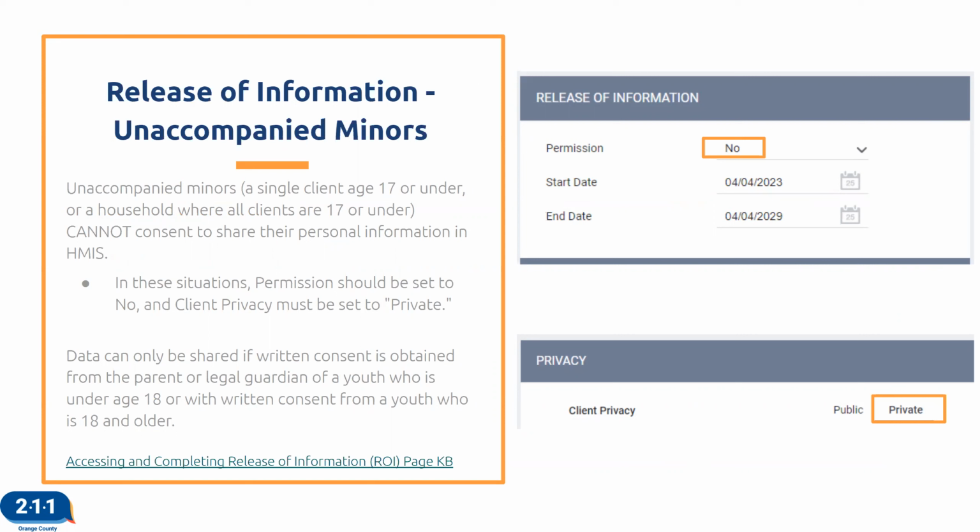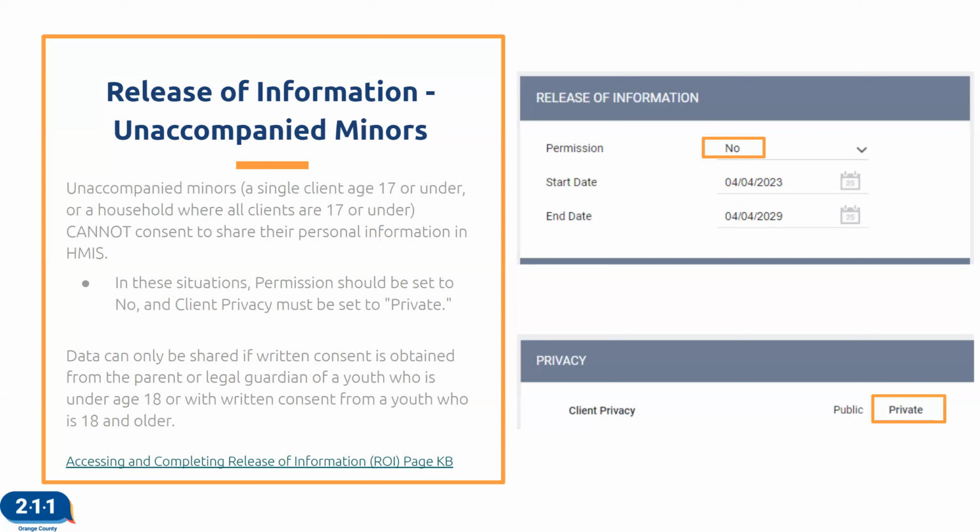Hi, good morning, everybody. We wanted to provide a refresher on the procedure for completing the release of information for unaccompanied minors. Unaccompanied minors are considered to be a single client that is age 17 or under, or a household where all of the clients in that household are 17 years or younger. These minors cannot consent to share their personal information in HMIS. Therefore, in these situations, the permission in HMIS should be set to no, and the client privacy must be set to private.